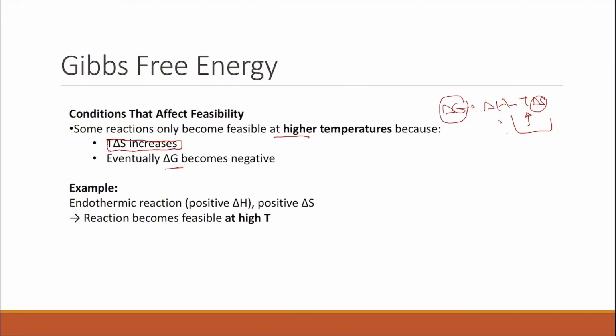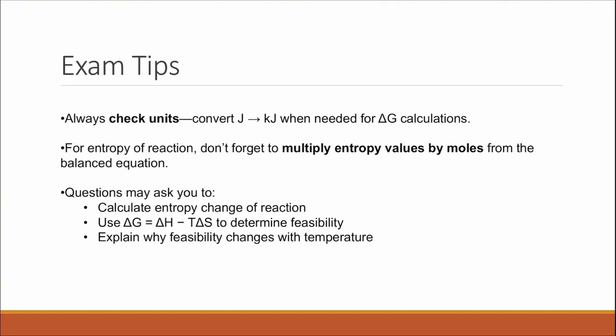Eventually, the delta G, as we can see, will become negative. Like an endothermic reaction, which has a positive delta H, with a positive delta S as well, the reaction can become feasible at higher temperature.